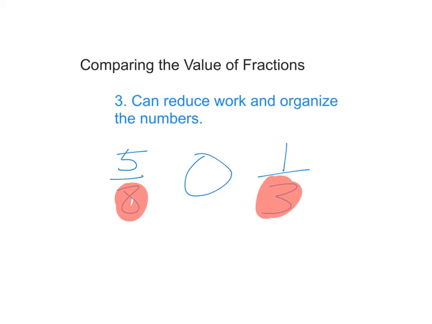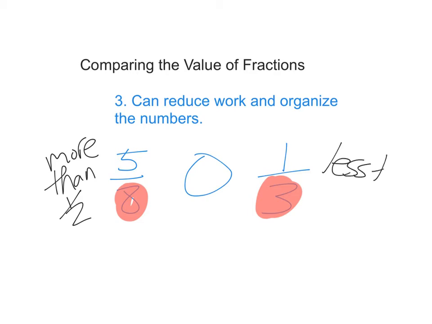If I look at my fractions, I know that 5/8 is more than half, because 4/8 would be half. And I know that 1/3 is less than half, because 1.5 is half of 3. So for this reason, I've compared the fractions. 5/8 is more than half and must be larger than 1/3 because 1/3 is less than half.